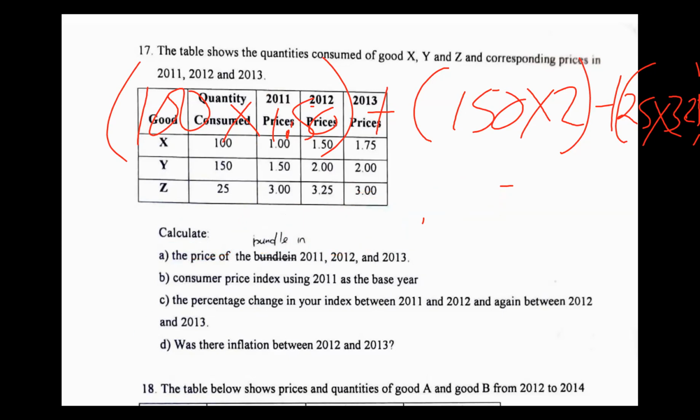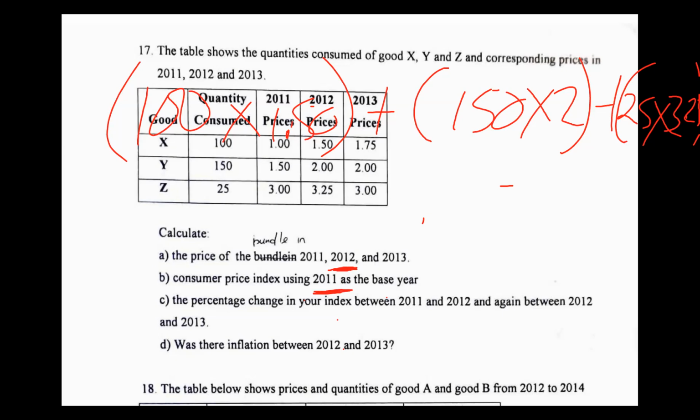Then the consumer price index for 2013, using 2011 as the base year. You're using 2011 as a base year. Okay. So let's get the consumer price index for 2012, actually. So we need to multiply the quantities of 2012 times the prices of 2011, the base year, isn't it?